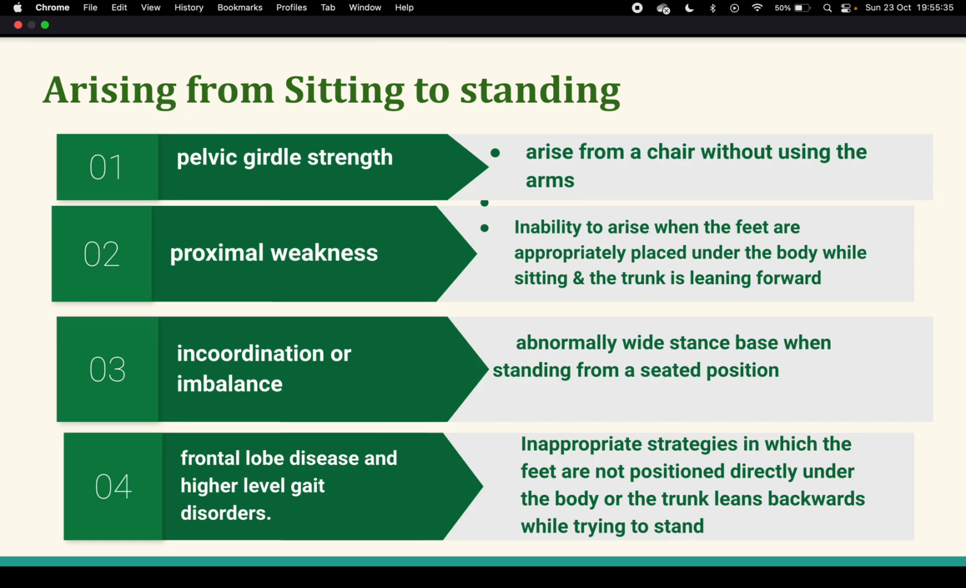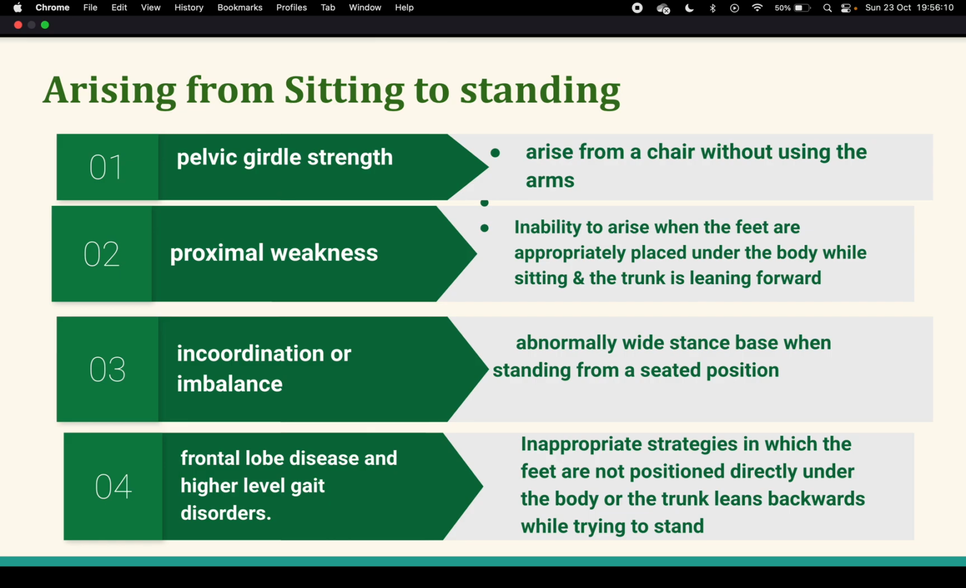Firstly, from sitting to standing, he should have good pelvic girdle strength. That means he should arise from a chair without using his arms. So, we'll assess the pelvic girdle strength. If he's using his arms, holding the arms of the chair for getting up, that indicates there is some muscle pathology or proximal weakness, where he is unable to arise even when the feet are appropriately placed under the body and the trunk is leaning forward. It indicates proximal muscle weakness.